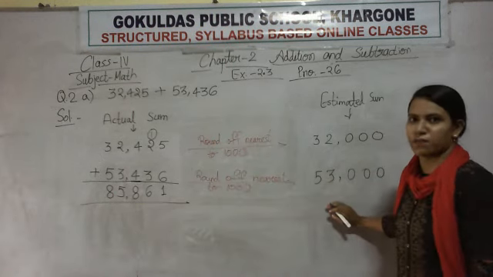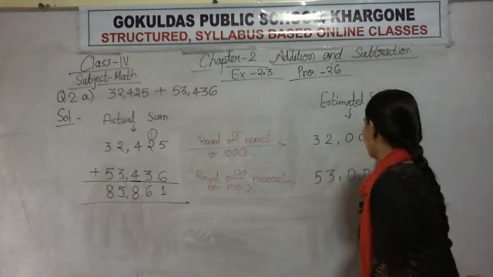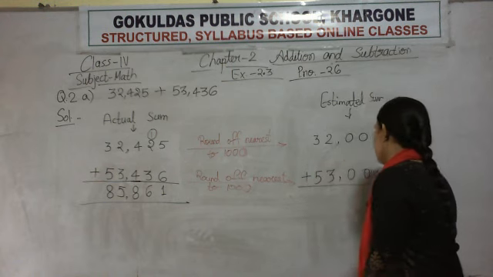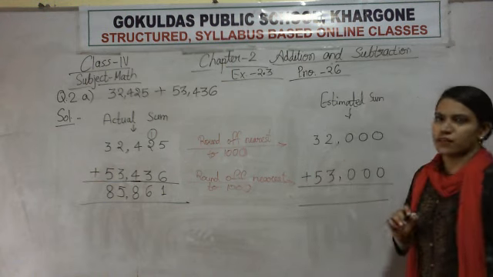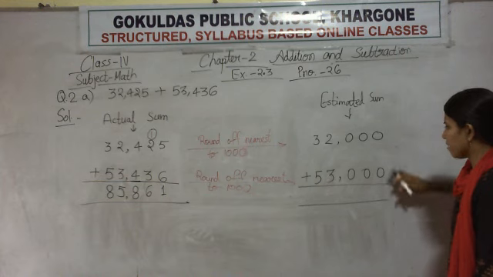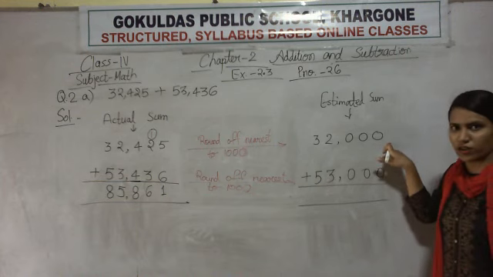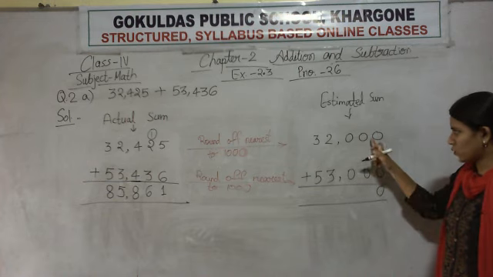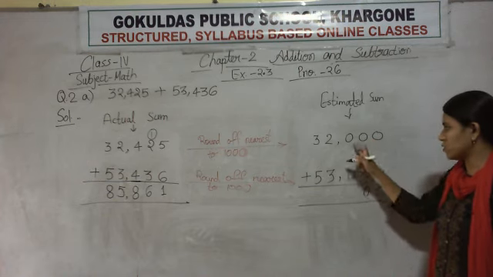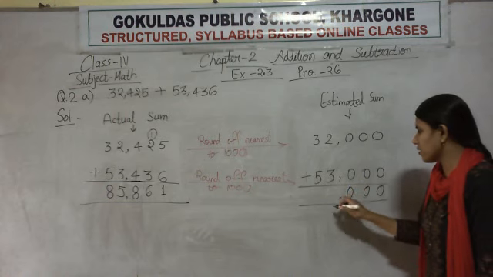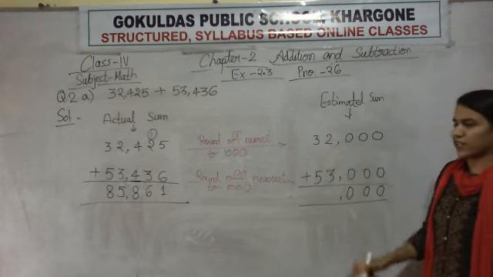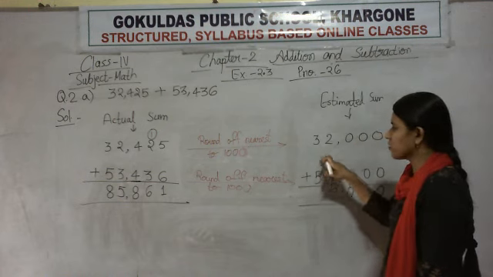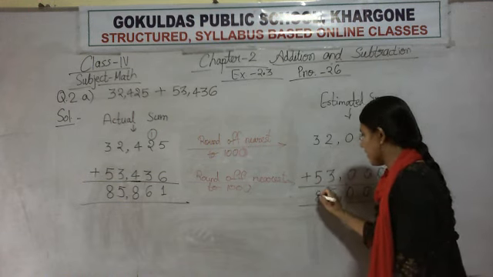Now come to this part, estimated sum. We arrange the numbers column wise already. Now put the plus symbol. Now start adding. We remember always start adding from the ones column. Now add 0 plus 0, 0. 0 plus 0 is 0. 0 plus 0 is 0. Now 2 plus 3. 2 plus 3 is 5. Now the last column, 3 plus 5 is 8.